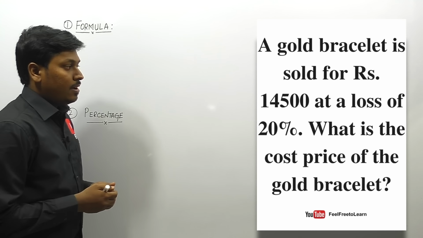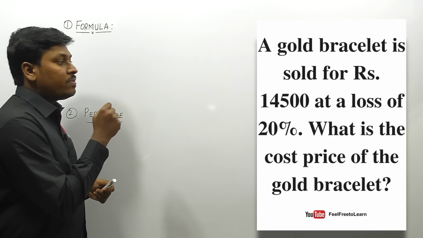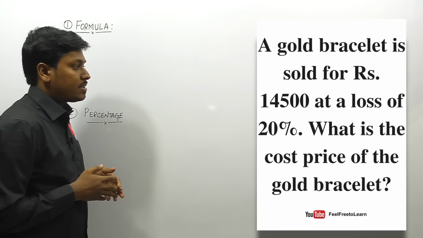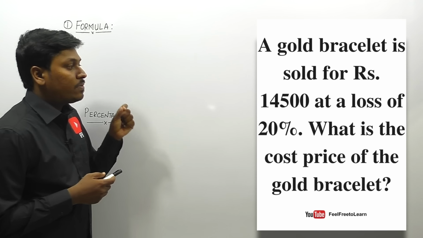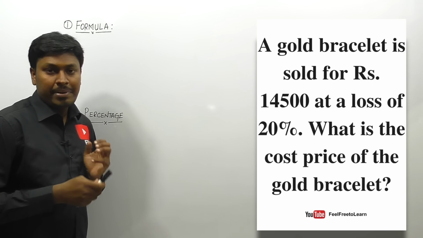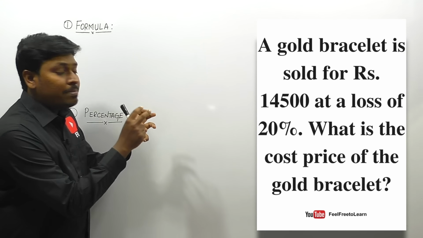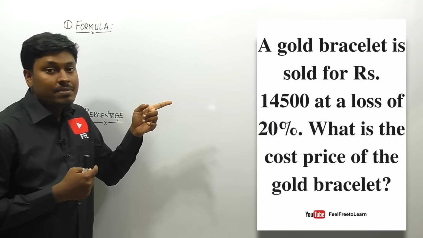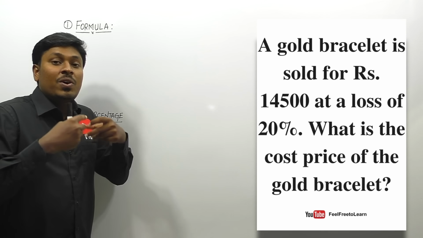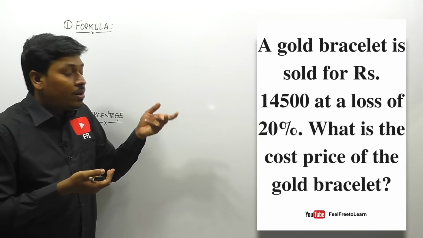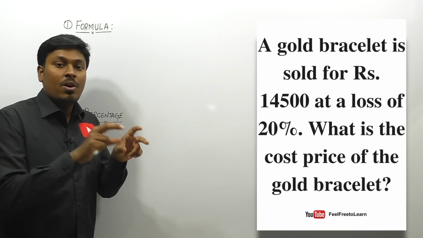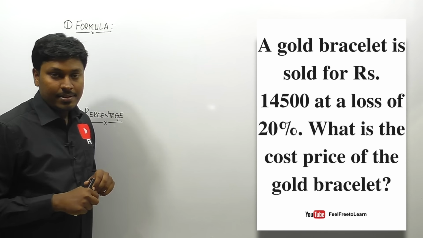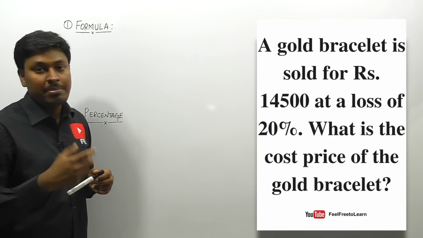Question number 3. A gold bracelet is sold for rupees 14,500 at a loss of 20%. What will be the cost price of the gold bracelet? Again, it's a simple question. The bracelet is sold, so the selling price will be 14,500. Because of selling for this amount, he got a loss of 20%. So the loss will be 20% and the selling price will be 14,500. We need to find the cost price of the bracelet.